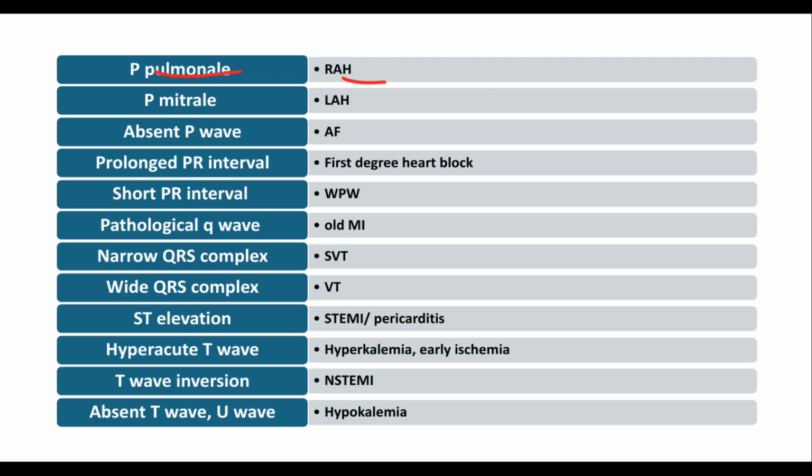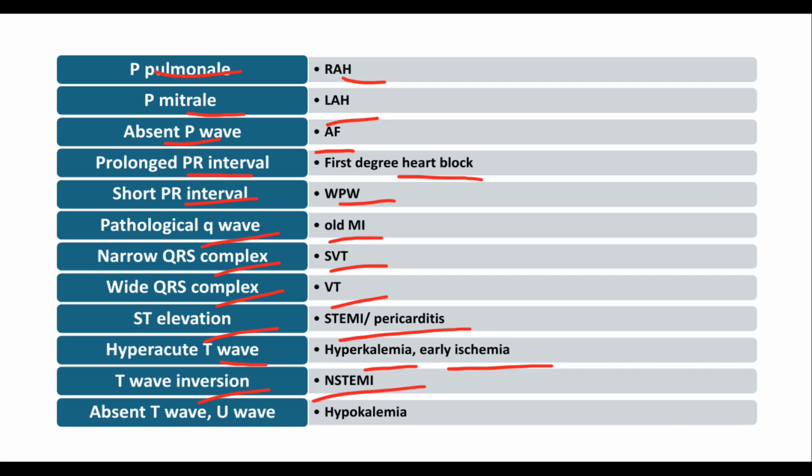Okay, I've added this again. P pulmonale, right atrial hypertrophy. P mitral, left atrial hypertrophy. Absent P wave, atrial fibrillation. Prolonged PR interval, first degree heart block. Short PR interval with a slurred QRS, WPW. Pathological Q wave, old MI. Narrow QRS, SVT, wide QRS, ventricular tachycardias, ST elevation in ST elevation MI or pericarditis, hyperacute T wave in hyperkalemia or early part of ischemia. Because in ischemia, the first change is not ST elevation, it's going to be hyperacute T wave. T wave inversion in case of non-ST elevation MI, absent T wave and U wave in case of hypokalemia.